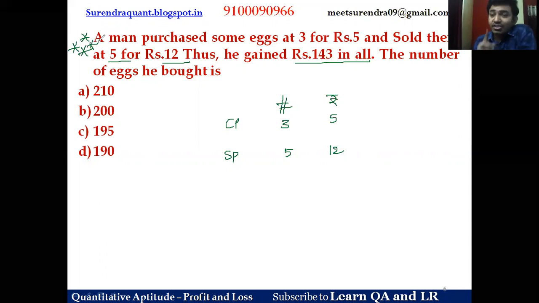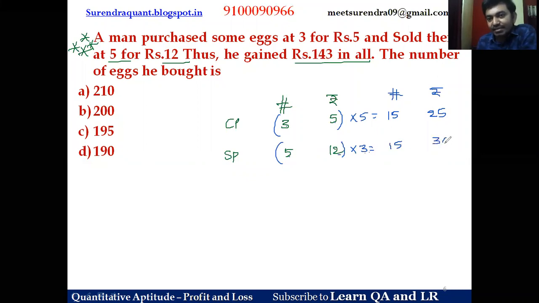Okay, let's talk. Let us try to make the number of eggs the same. In the first expression, multiply with the second number of articles, that is 5. So 15 eggs he purchased for 5 fives, 25 rupees. These are the number of eggs purchased, and this is the amount paid for them. And the second expression multiply with the first number of quantity, that is 3. So 5 threes are 15 eggs, and the selling price is 12 threes, 36.